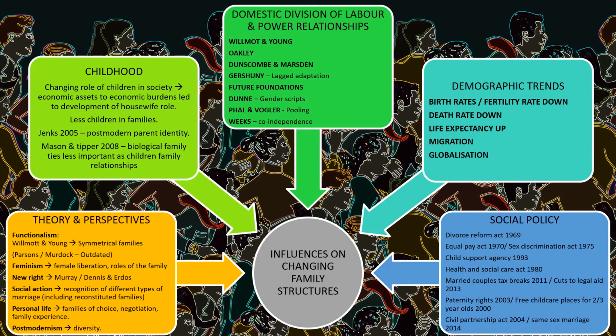And last but not least, social policy. So social policy, loads of social policy has an impact on the way the family is designed and its structure. Now, the main differences, the main changes we've got, if you think about left and right wing policy, a lot of conservative policies, going back to what we said at the very beginning about Murray, Dennis and Erdos, they like traditional family structures. So man, wife, children, biological, married, almost a traditional nuclear family. So some of the policies that have been introduced have encouraged or reproduced that idea.